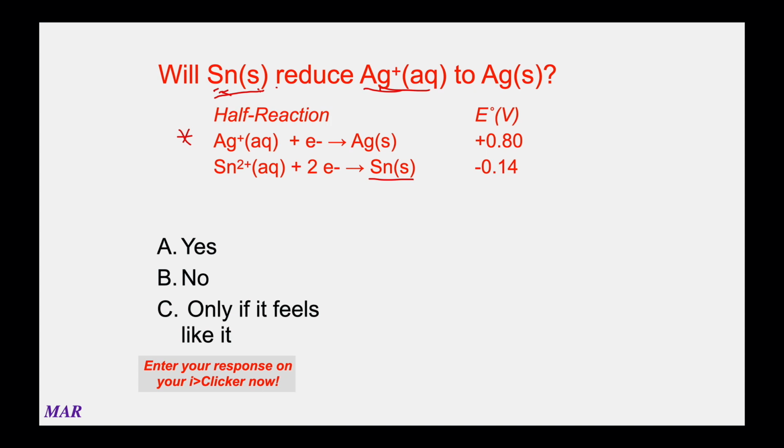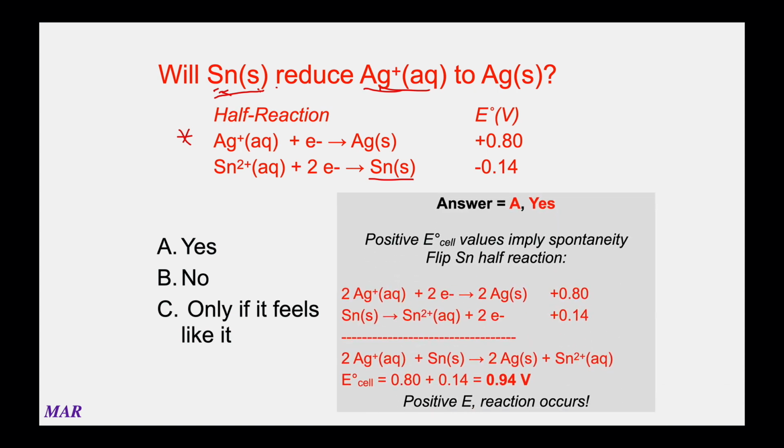And all you really need to know is that it's a positive number. Positive numbers mean spontaneous, and that means that is going to happen. Tin will reduce silver plus to silver. All right, here's the overall balanced reaction. One of them has 2 electrons. You need to multiply the silvers by 2. But the important part here is that the positive E cell means this reaction is going to occur. That is going to happen.